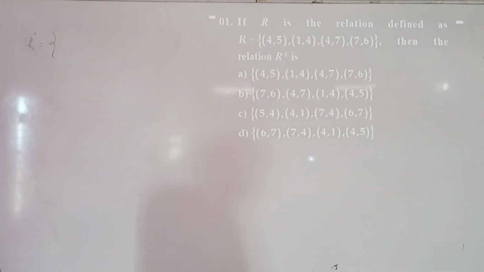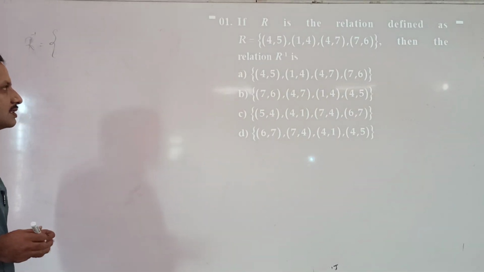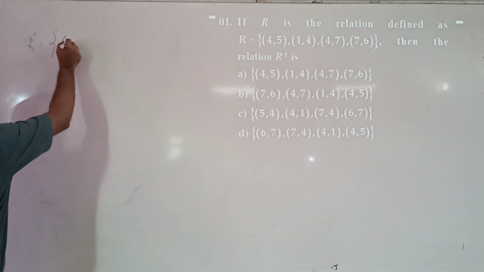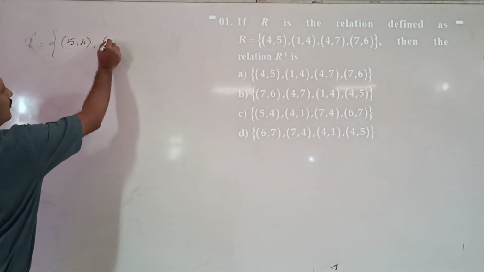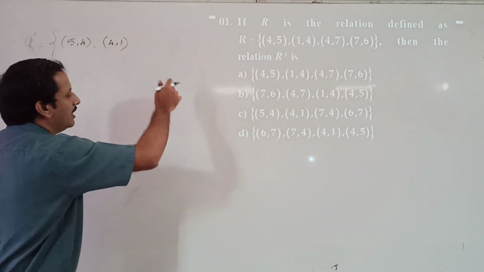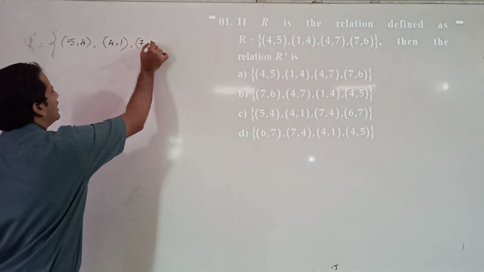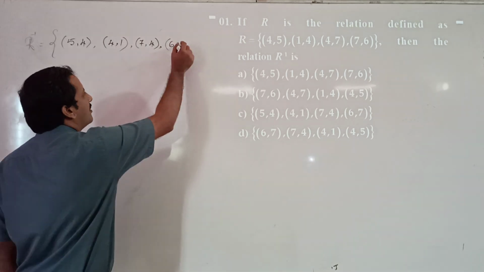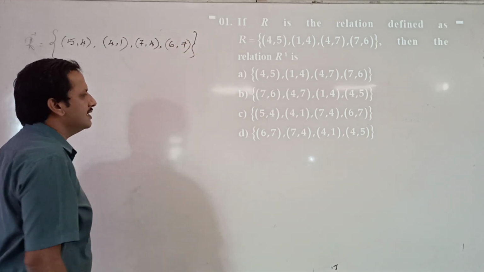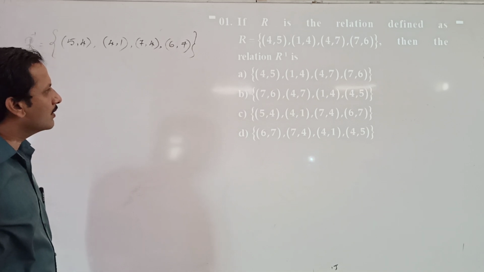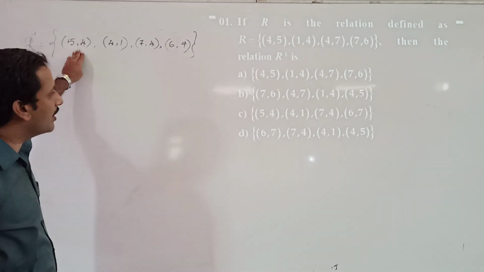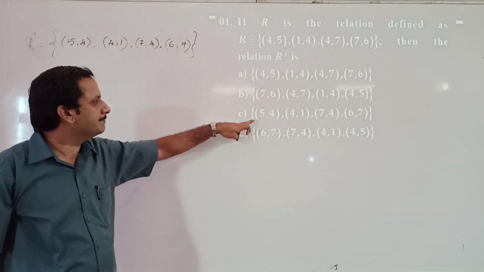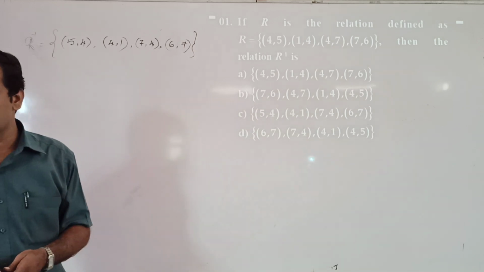So there is (4, 5). In R inverse, instead of (4, 5), you will have to write (5, 4). Then (1, 4) is there, so (4, 1) we should write. (4, 7) is there, instead of that we should write (7, 4). 7 is related to 6, so in R inverse, 6 will be related to 7. This is the answer. Okay, (4, 5), (5, 4), (4, 1), (7, 4), (6, 7). As you can observe here, option C is the right answer.